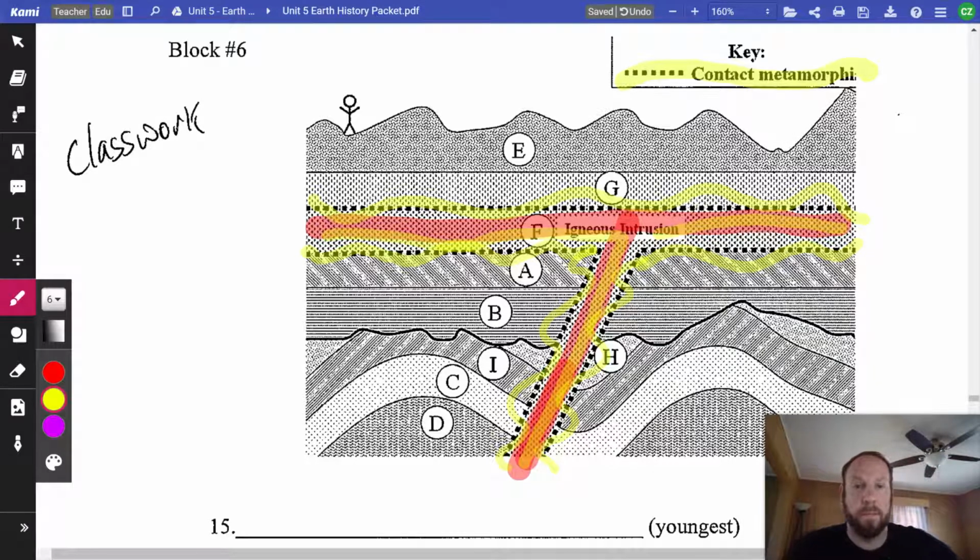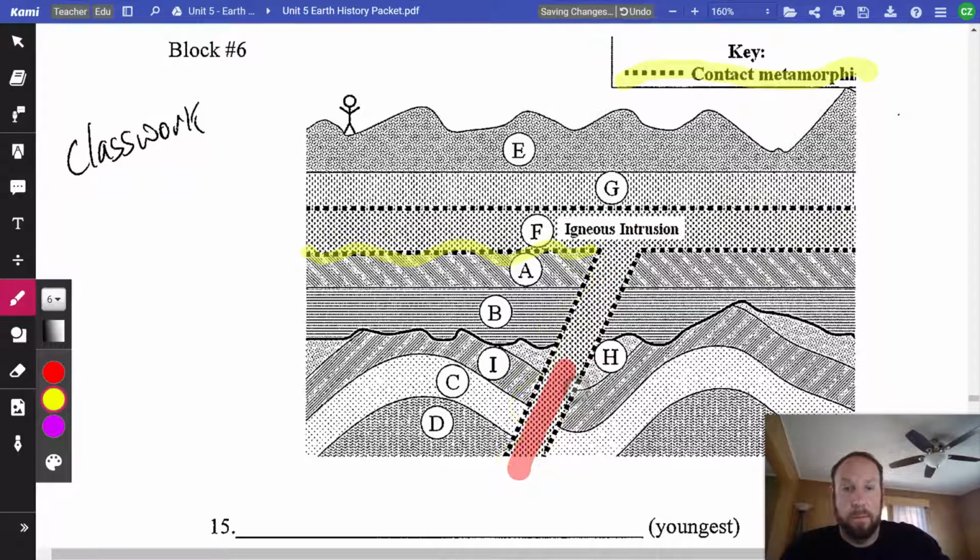What that means is we have to remember that at some point G was there before the intrusion. Whether G and E were there before the intrusion is not known. Whether G was there, E was there, and then we're at the surface, uplift happened before the intrusion, that's not known. It just has to come after G at some point in time. If you put it after E, that's fine.